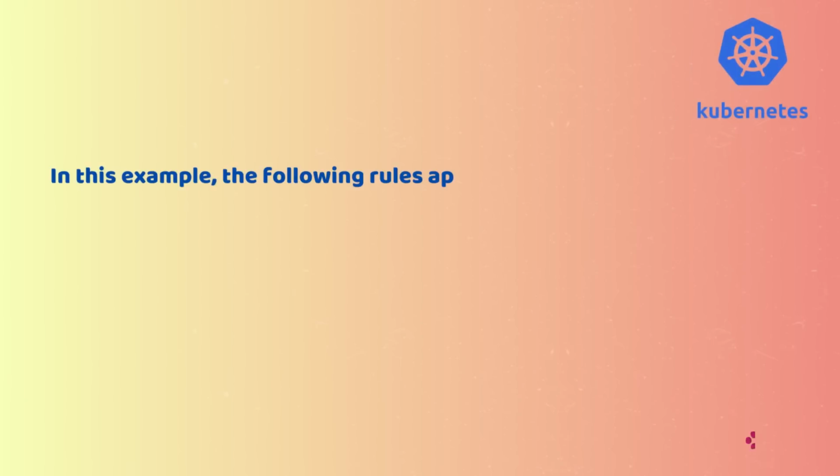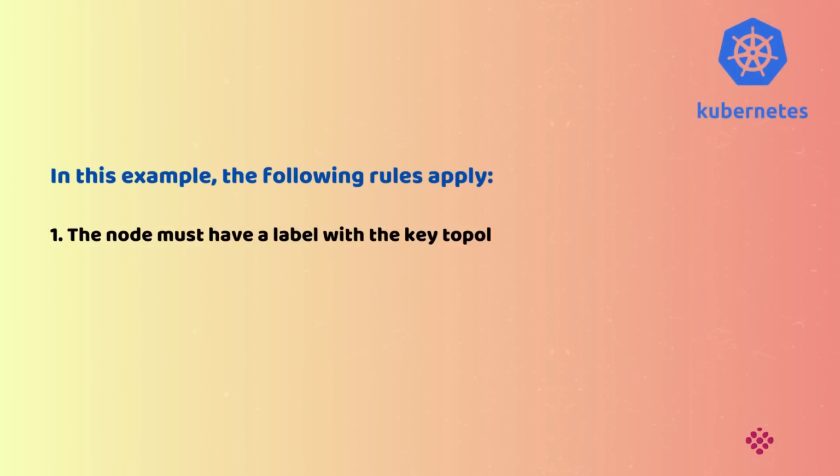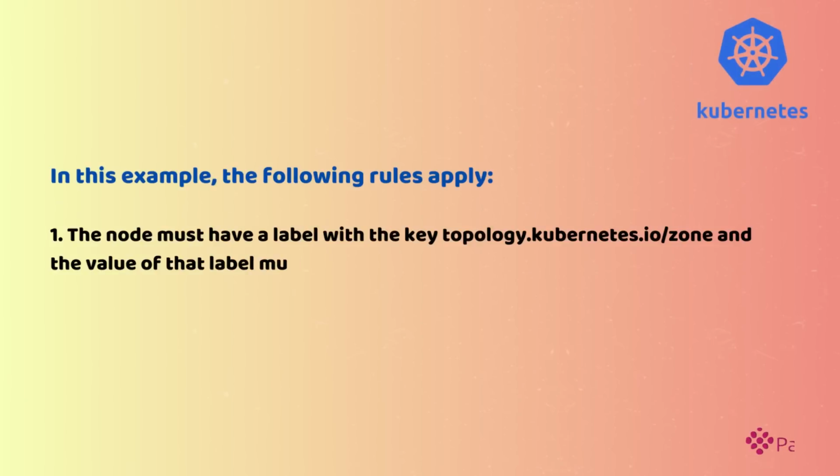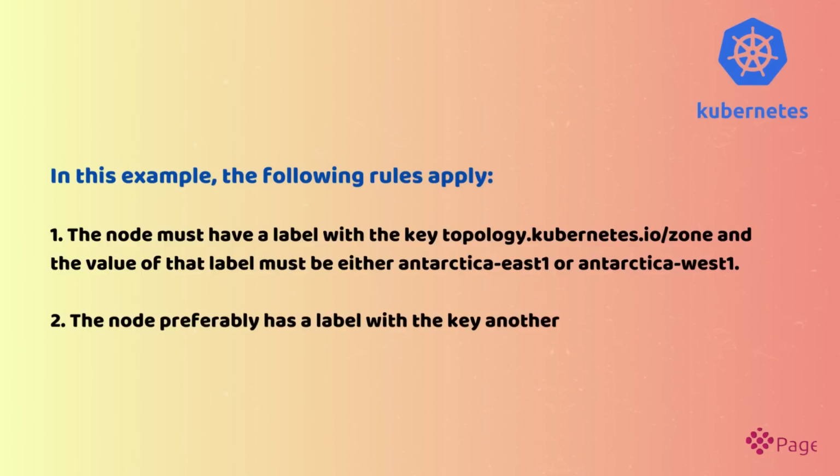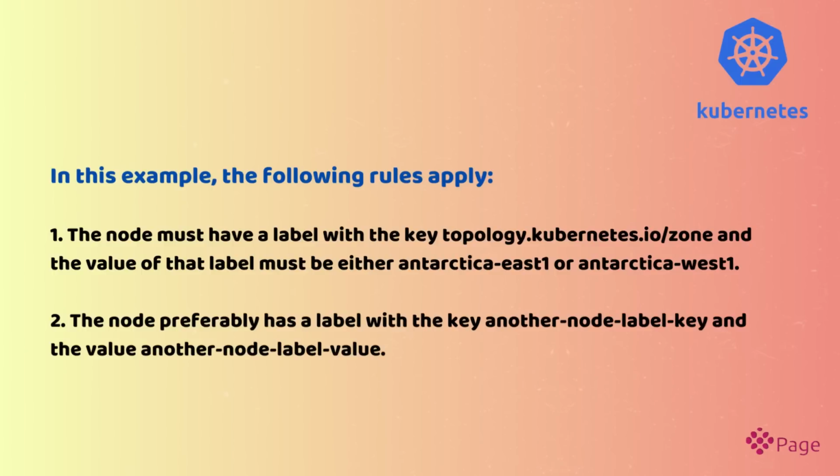In this example, the following rules apply. The node must have a label with the key topology.kubernetes.io/zone, and the value of that label must be either antarctica-east1 or antarctica-west1. The node preferably has a label with the key another-node-label-key and the value another-node-label-value.